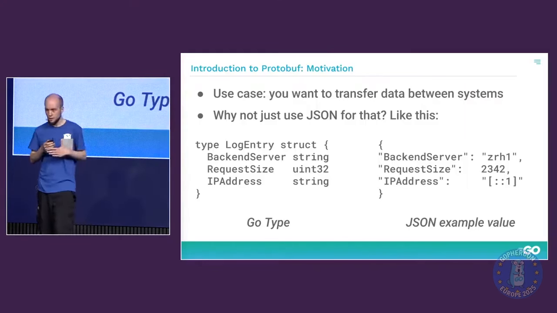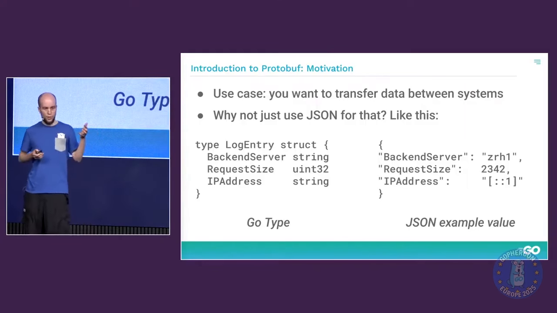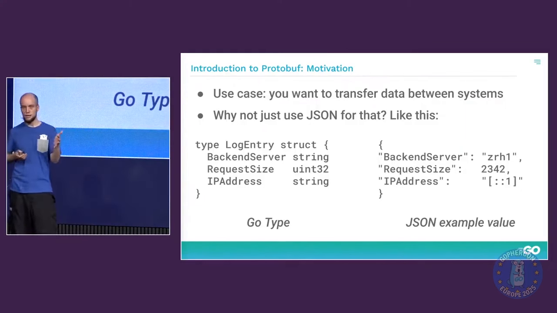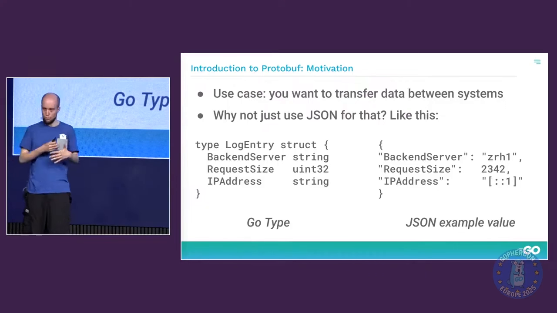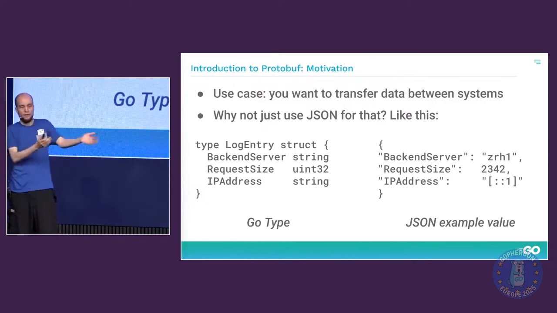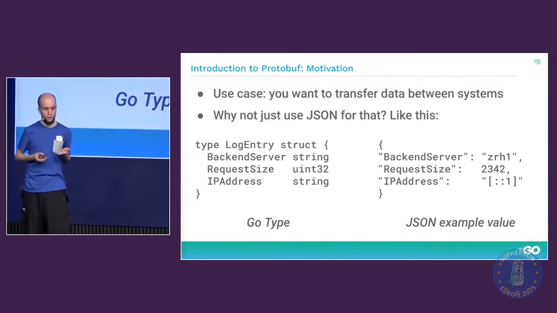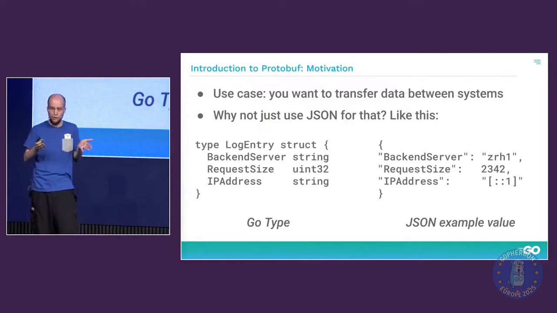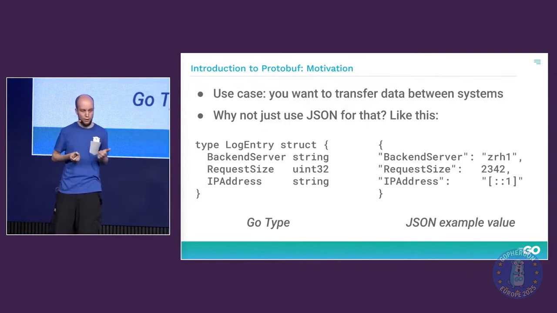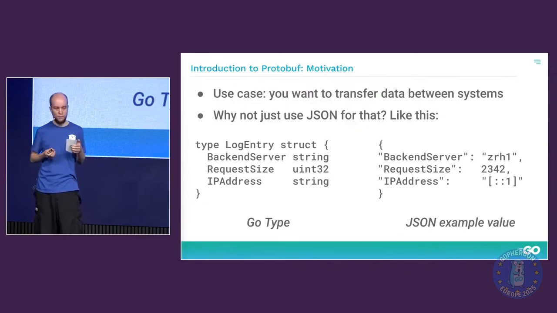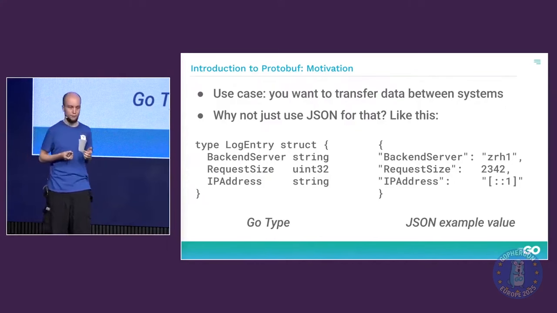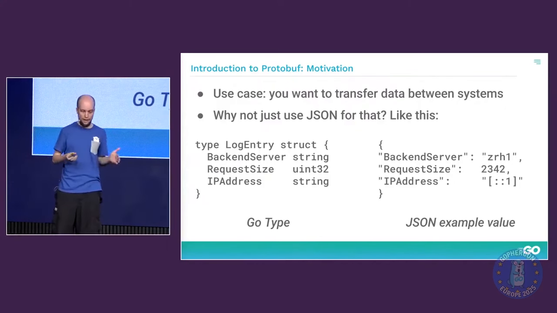So let's start at the very beginning. The use case we want to look at is that we want to transfer data between systems. Now, we've all programmed, probably, and a natural answer might be, well, let's just use JSON, right? OK, so you define a Go type, like you can see on the left-hand side of the slide, just like a log entry type, and it has three fields: backend server, IP address, and request size. And then you fill in some values, and the result might look like what you see on the right-hand side of the slide, right? Like a nice JSON value.